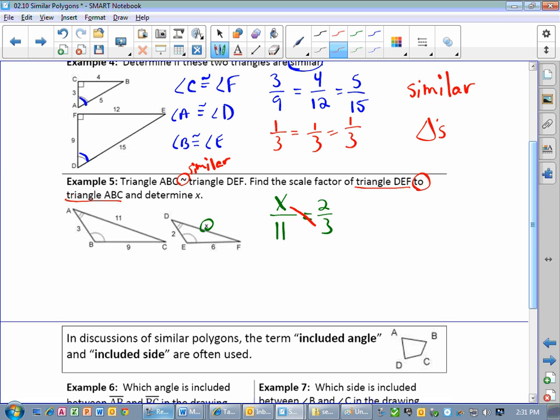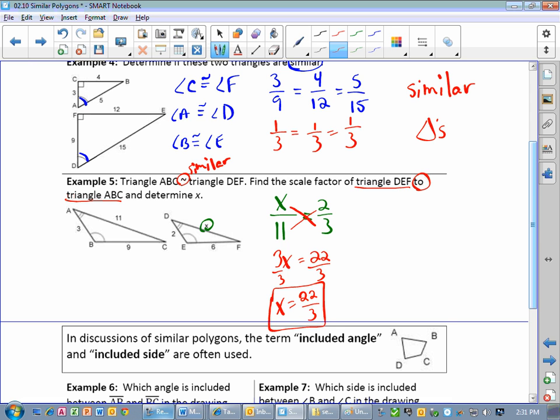Cool. So cross multiply. 3 times x gives us 3x. 11 times 2 gives us 22. Divide both sides by 3. And so we get x equals 22 over 3, or 7.3. We'll leave it as a fraction for this particular problem.